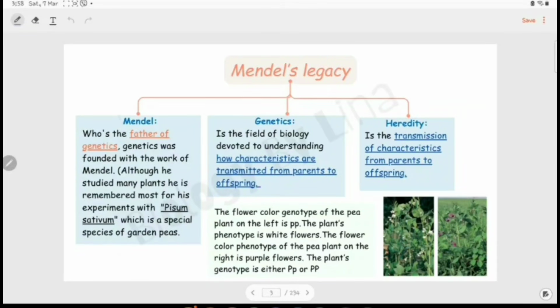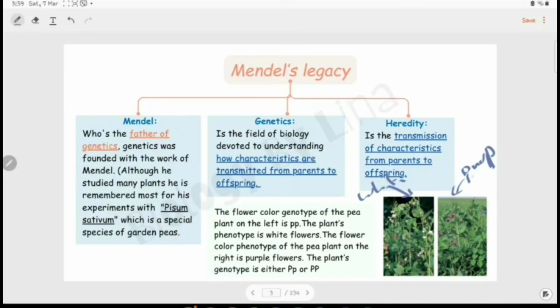So if the question asks who is the father of genetics, it was Gregor Mendel. Genetics was founded with the work of Mendel, especially when he worked on Pisum sativum. What is Pisum sativum? This is Pisum sativum. It's the pea plant, and we will talk about the traits in it. For example, this is a pea plant, and you have a purple flower here and a white flower here. If the question asks about this figure, it is for the pea plant, and here you can see the white flower and the purple flower.